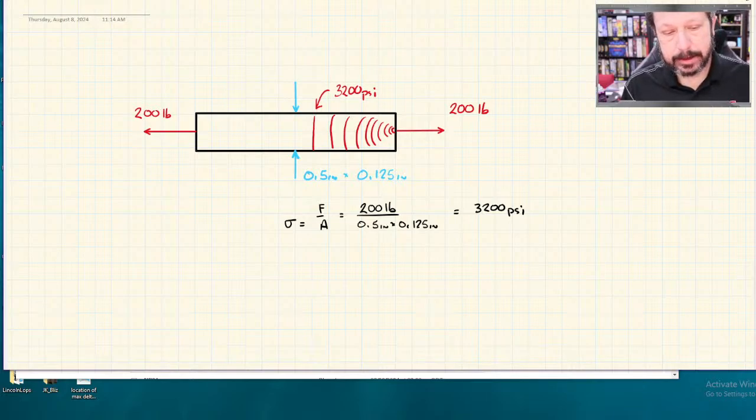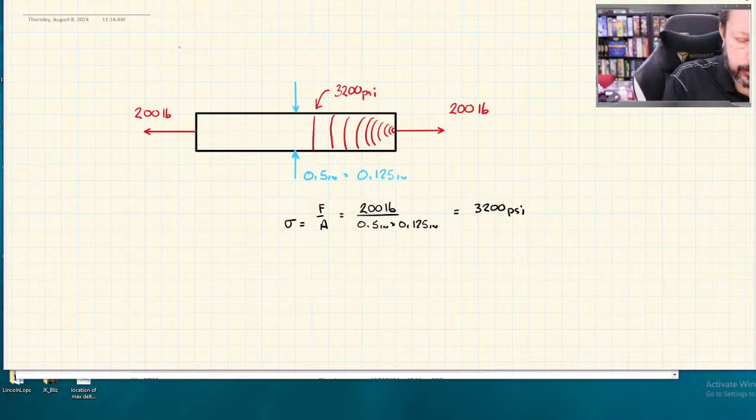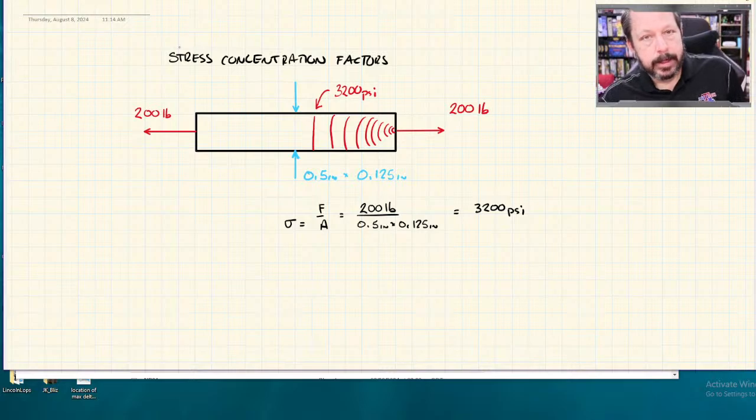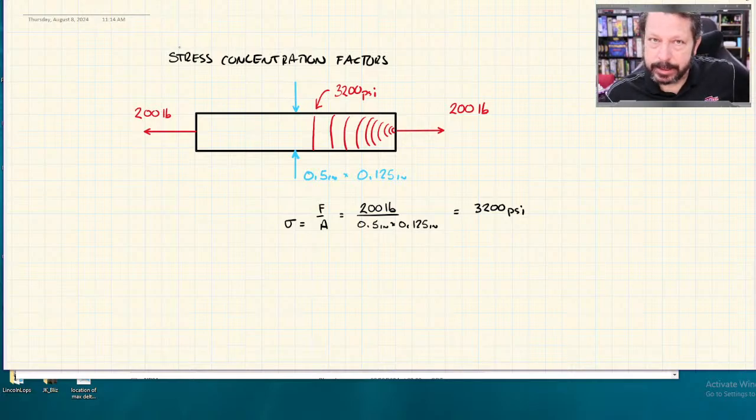And so what this idea of stress concentration factors attempts to do is give us a manual way, so I don't have to put it into a finite element package or do any simulations. I can do it by hand. It gives me a manual way that I can estimate these higher stresses based on what we're going to call stress risers.